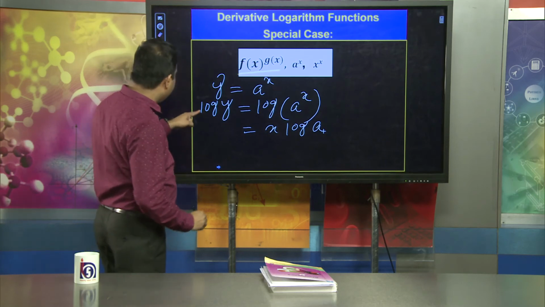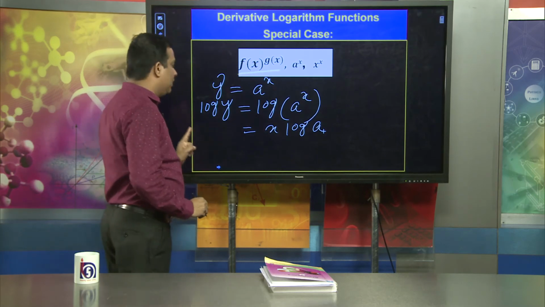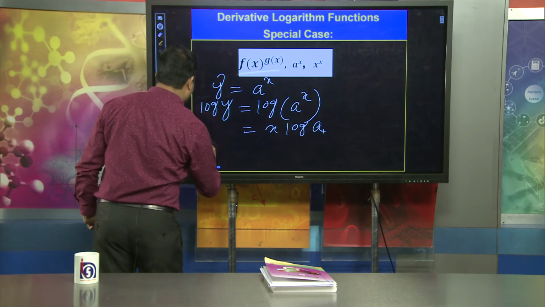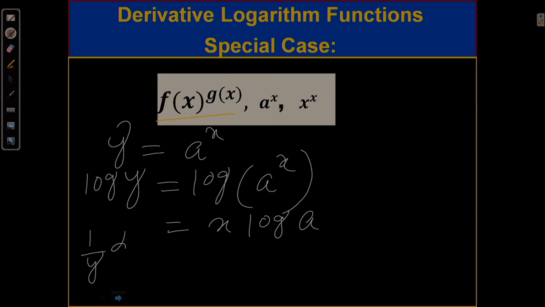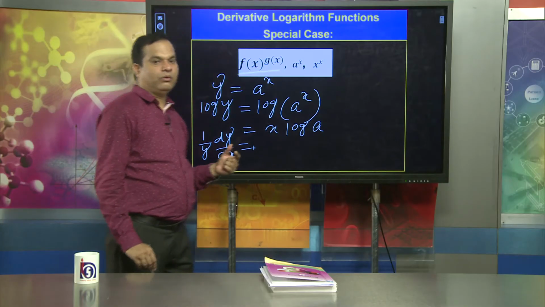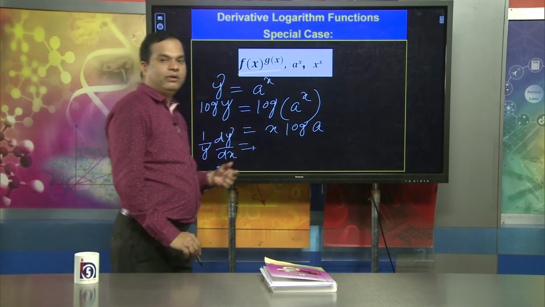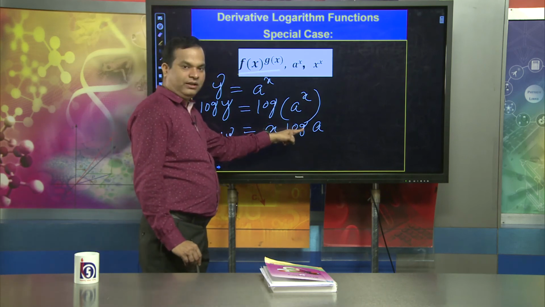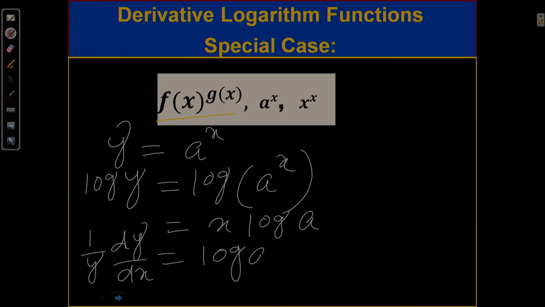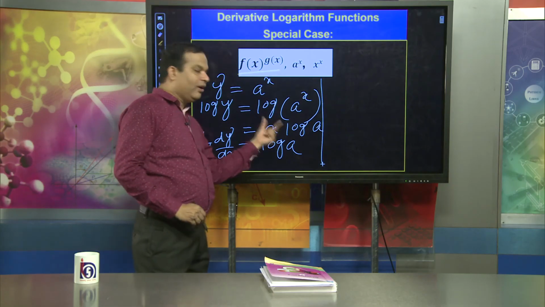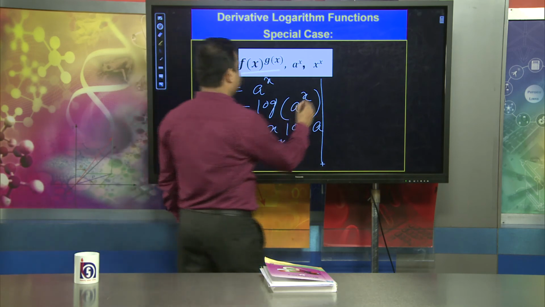Now I will take the derivative on both sides. The derivative of log y is 1 by y dy by dx, which equals the derivative of x log a. You already know first into derivative of second plus second into derivative of first, and you will find only log a. Now 1 by y dy by dx equals log a. Now, what will dy by dx be?